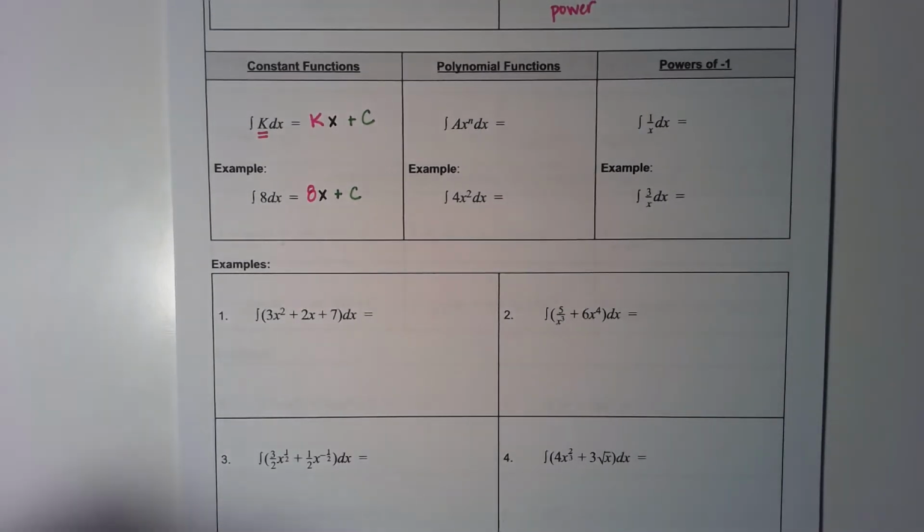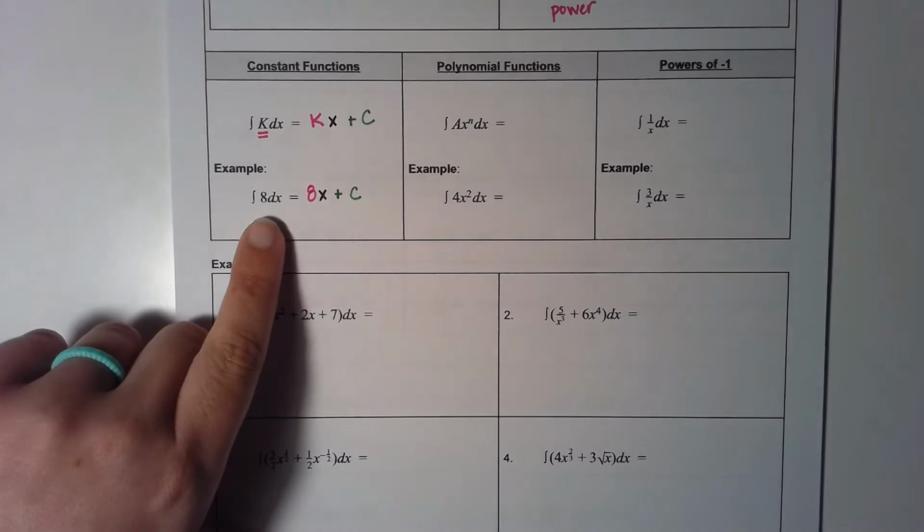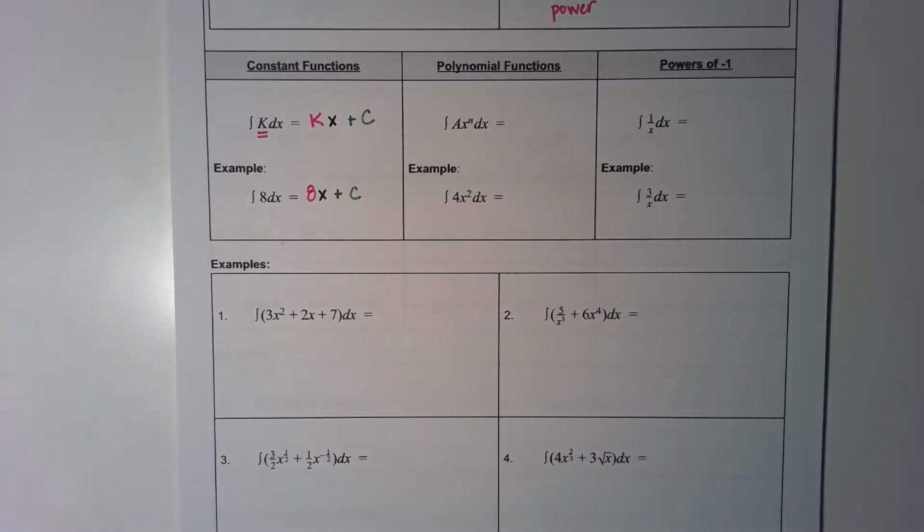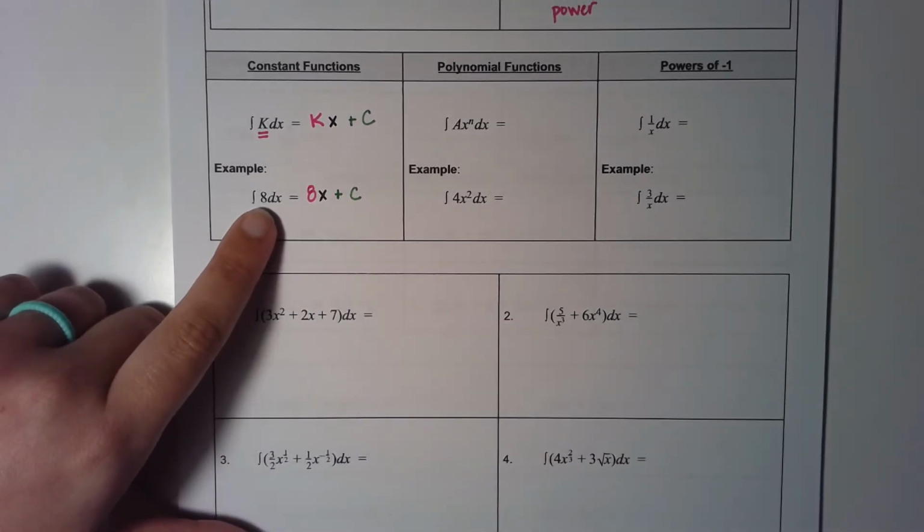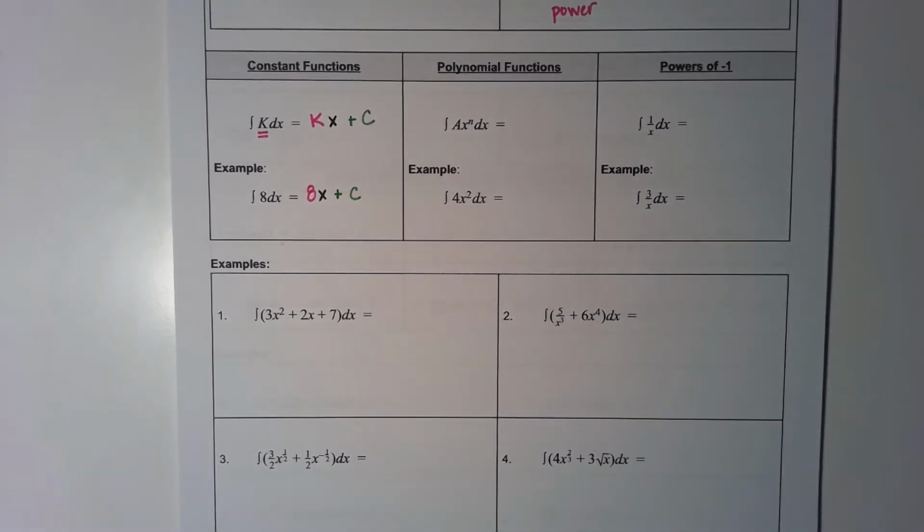Now, you can always check your work by doing the derivative. The derivative of 8x would just be 8, so you're good. And the derivative of c would be 0. That's why there's nothing here. So you can always do the derivative to check your work because this is going to take some getting used to as we kind of get started.